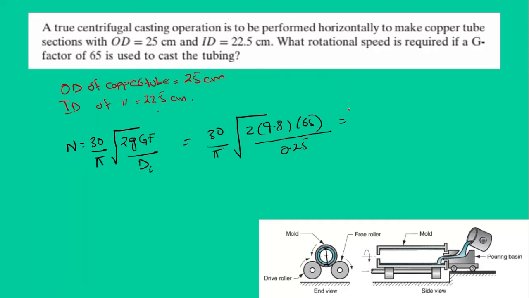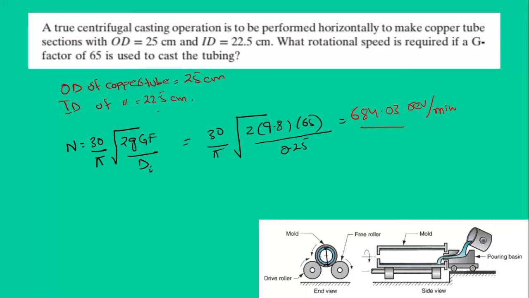Now we can solve it for this one. So solving this one, the number of revolutions required would be 684.03 revolutions per minute. So this mold should be rotated at this speed to perform this casting.